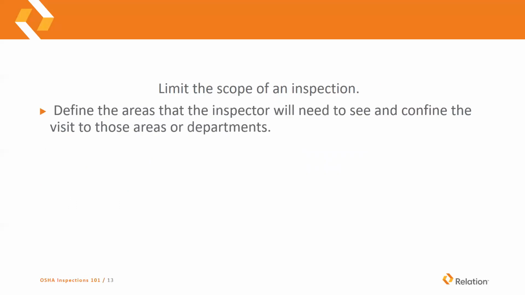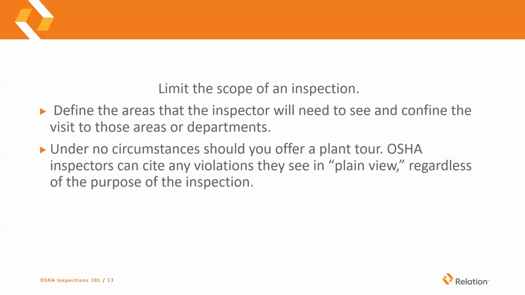You want to limit the scope of the inspection. So define the areas that the inspector will need to see and confine the visit to those areas or departments. You definitely don't want to offer a plant tour or a job site tour to the OSHA inspector. You want to keep their focus on what they came for, because anything that they see while they're walking through your facility or your job site, they can cite you for as they walk past it. So if they see a major violation that's occurring right in front of them, they will cite you for that. So you want them to go to exactly where the inspection is supposed to go to.